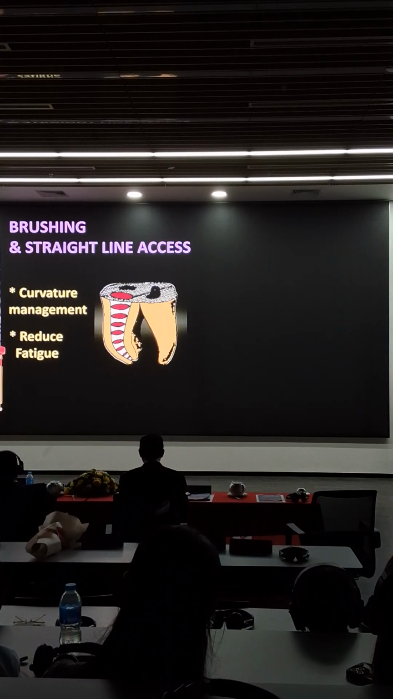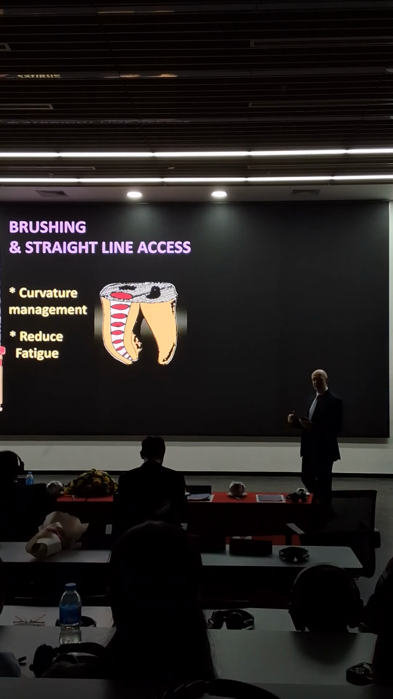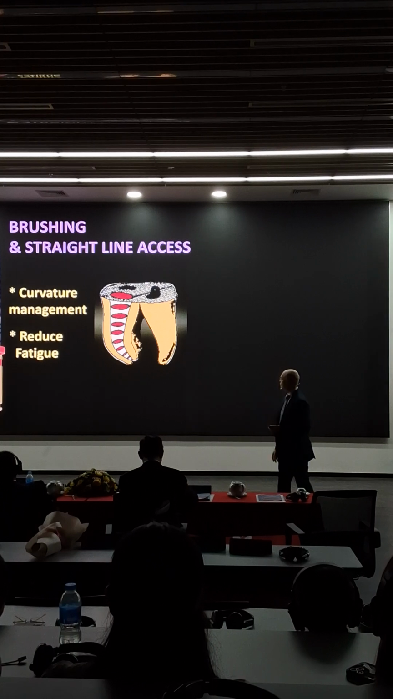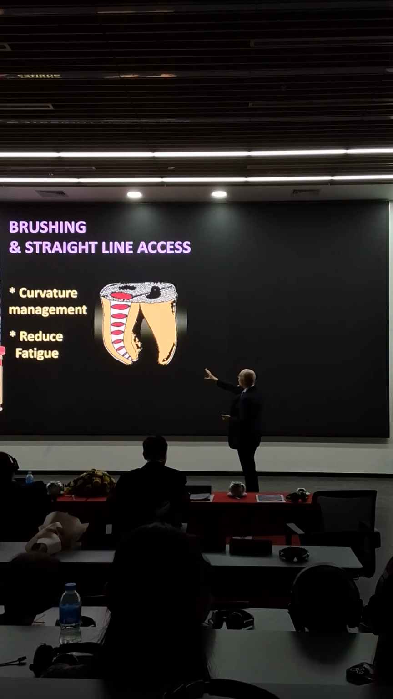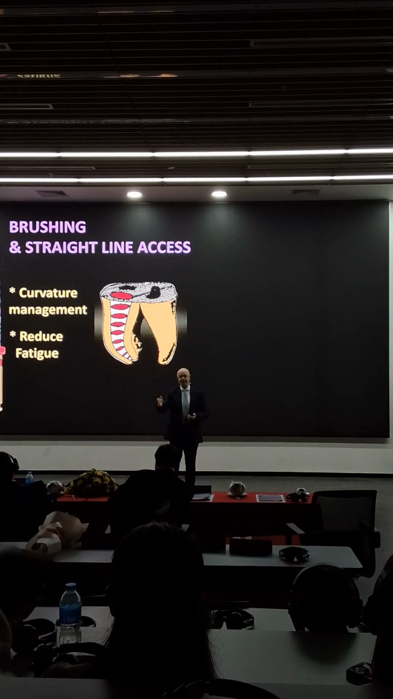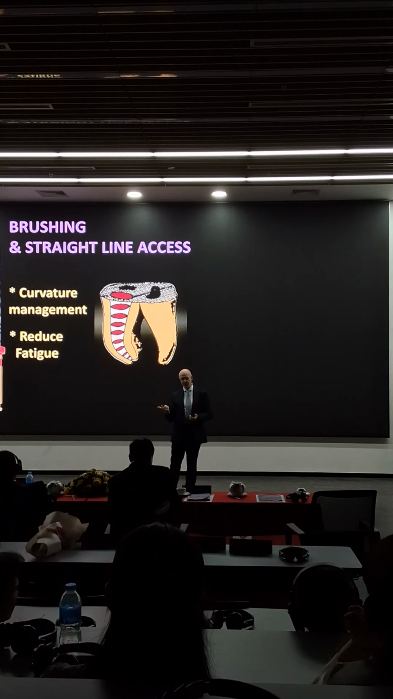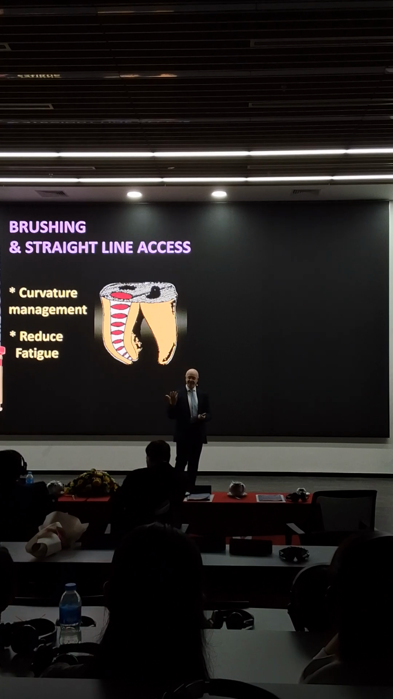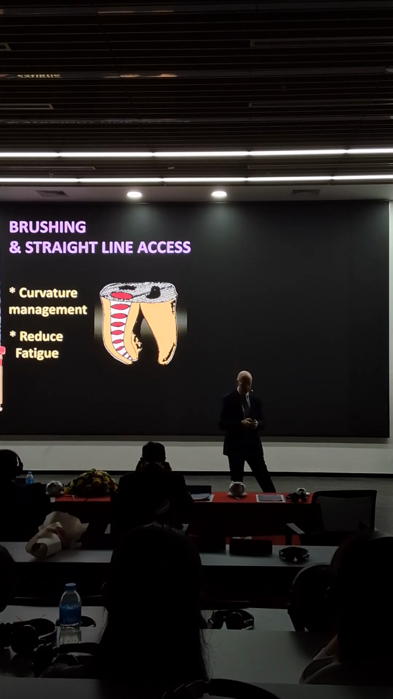In fact, why can we do this kind of treatment now? We can do this kind of treatment because of the evolution of the products we have for our instruments. Before, when we had the normal nickel-titanium file, it was important to have the straight line access to avoid the fatigue of the instrument. And also, these instruments didn't have as much flexibility as what we have now. So the straight line access was very important.